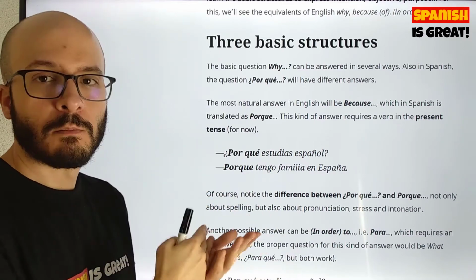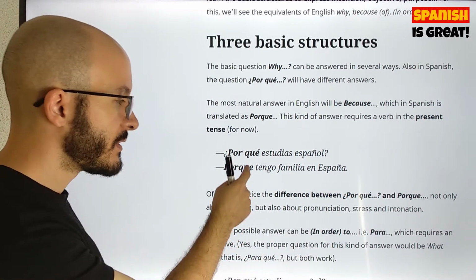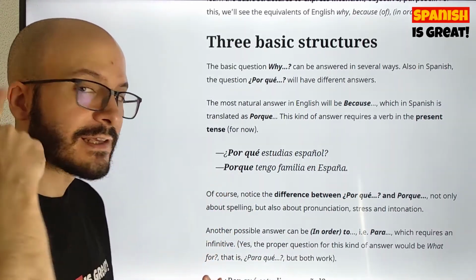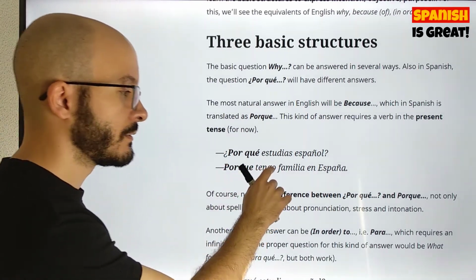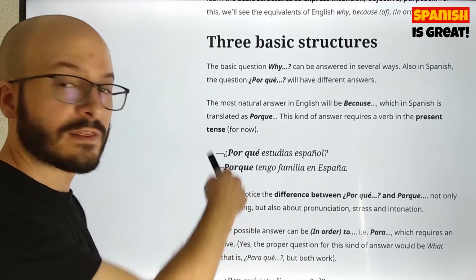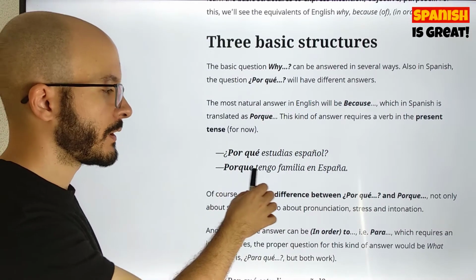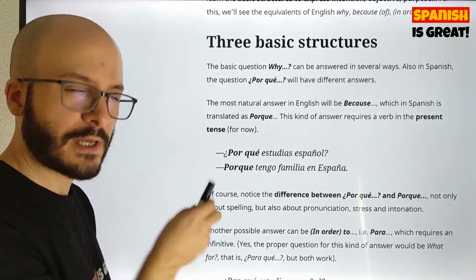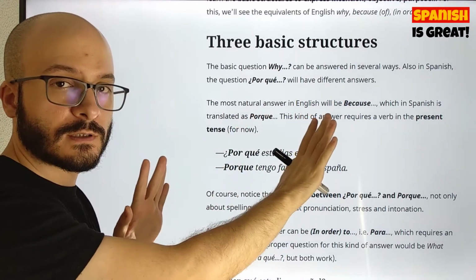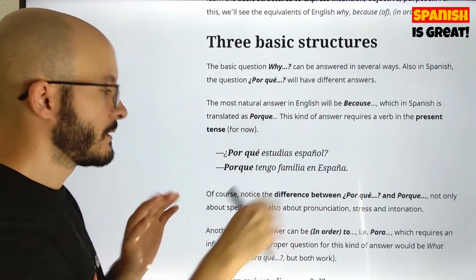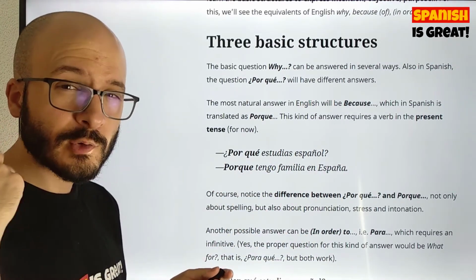And then we also have to notice the difference in pronunciation, in the accent, no? Because here we say ¿por qué? Here we say porque tengo. So this doesn't have any pronunciation, intonation accent, no? Porque tengo. The accent goes here in the next word. So ¿por qué estudias español? And we say porque tengo familia en España. So there are those two differences: the spelling, por qué, two different words, and the accent here, qué, and then the answer, porque tengo familia. Okay, so notice those two things.